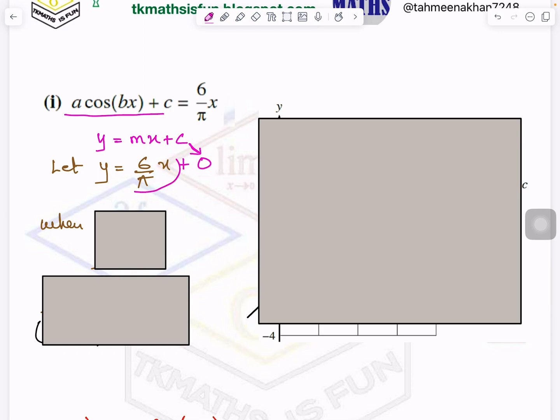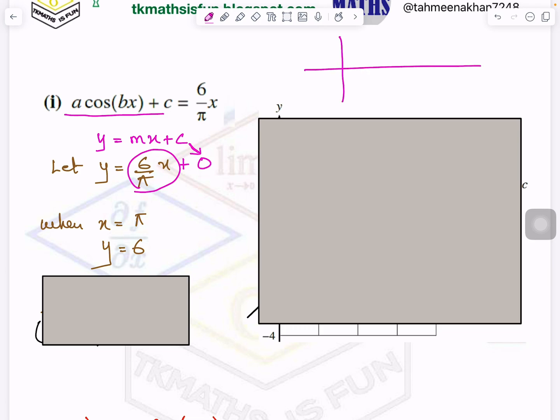I just need to find out one more point so that I can get the direction of the line, and I sketch it and see at how many places it will intersect. So now I am substituting here pi. What is the reason? Because on the x-axis right now we have radian written, pi, 2 pi, 3 pi, 4 pi, things like that. So when you plug in here pi in place of x, it will become what? 6. Why? Because pi will cancel out. So your point will be pi, 6. So this point you will plot there and then you will draw the line.